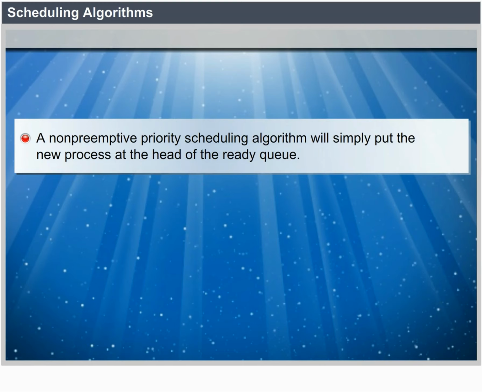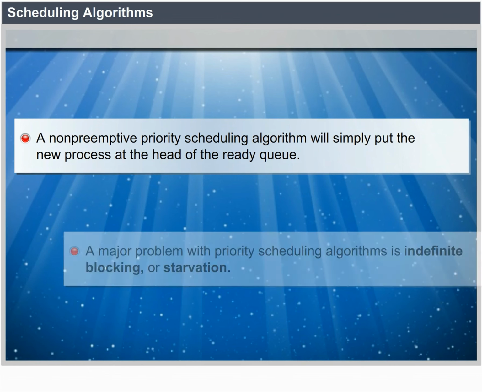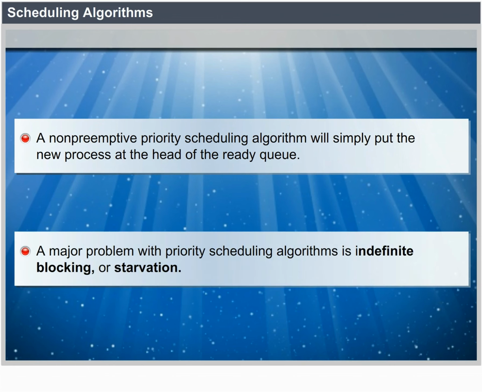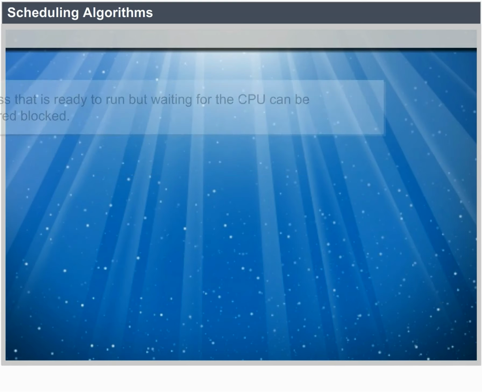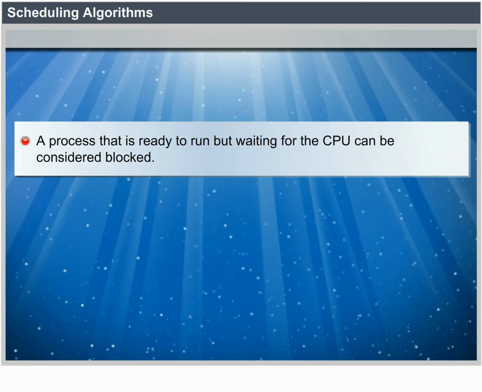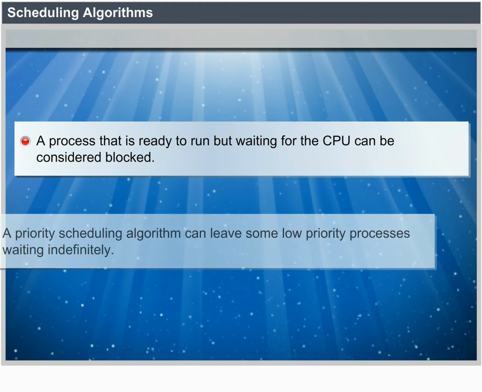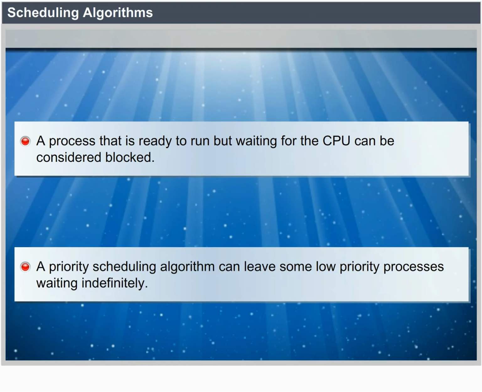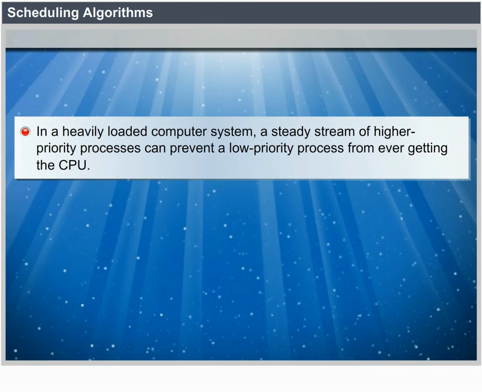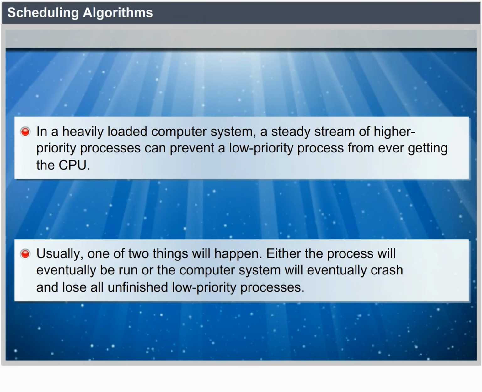A major problem with priority scheduling algorithms is indefinite blocking or starvation. A process that is ready to run but waiting for the CPU can be considered blocked. A priority scheduling algorithm can leave some low-priority processes waiting indefinitely. In a heavily loaded computer system, a steady stream of higher priority processes can prevent a low-priority process from ever getting the CPU. Generally, one of two things will happen. Either the process will eventually be run, or the computer system will eventually crash and lose all unfinished low-priority processes.